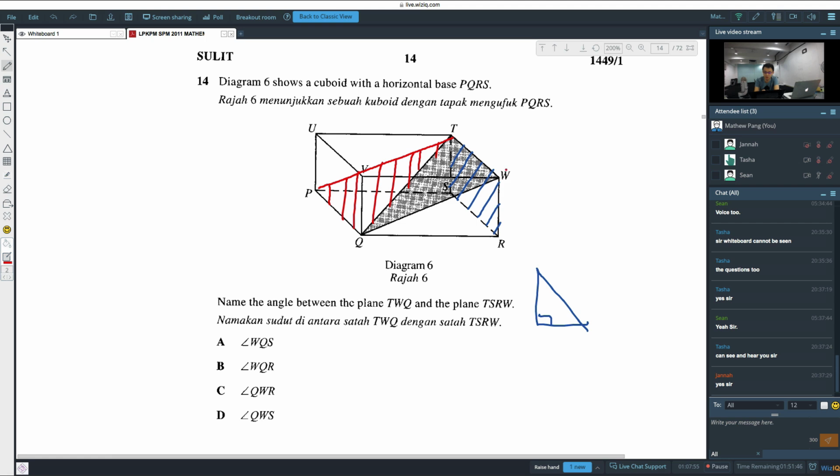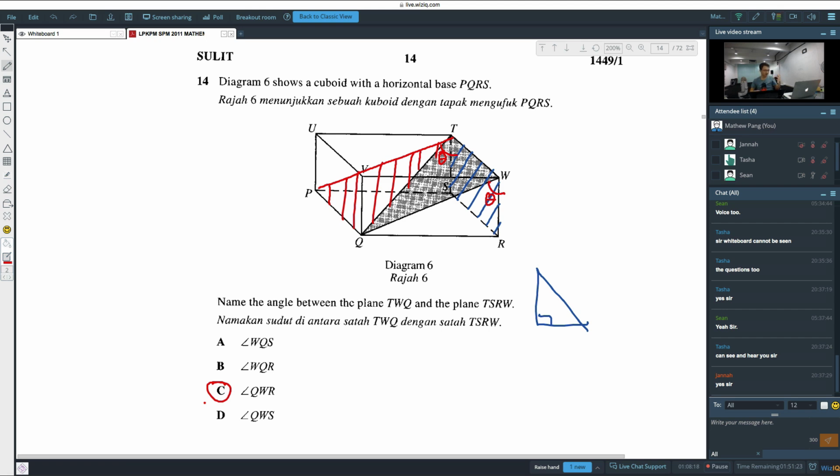be QWR. It will be this angle or PTS. Both angles are the same. But in this case, of course we can only choose QWR. So the answer will be C. So for this one, angle in between, you need to be able to imagine it.